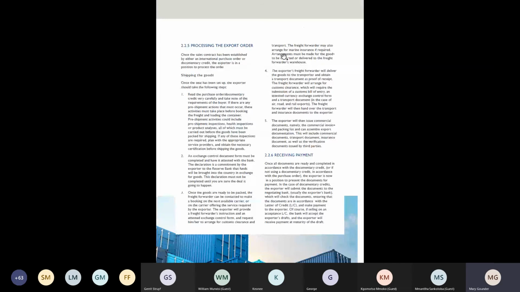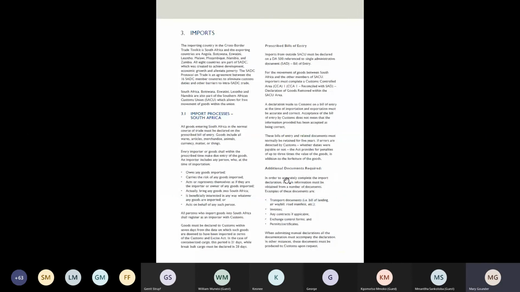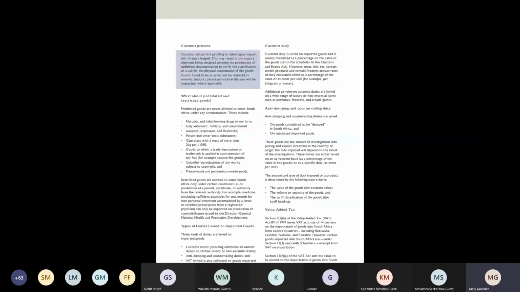Okay. So processing the export order, it's just a lot more detail that we've covered here. You're receiving payments, processing your documents, and so on. The import processes, we've covered a lot of information from customs and what their requirements are. So it's very important to actually read it and understand what's in it. And, you know, there are a lot of prohibited goods, and make sure you're not shipping those because you will be fined, they will be confiscated, and you may have criminal charges. Okay, so the amount and type of duty imposed on a product is determined by the following main criteria: the value of the goods, the customs value, the volume or quantity of the goods, and the tariff classification, which is the HS code. Okay, VAT is applicable to all shipments.